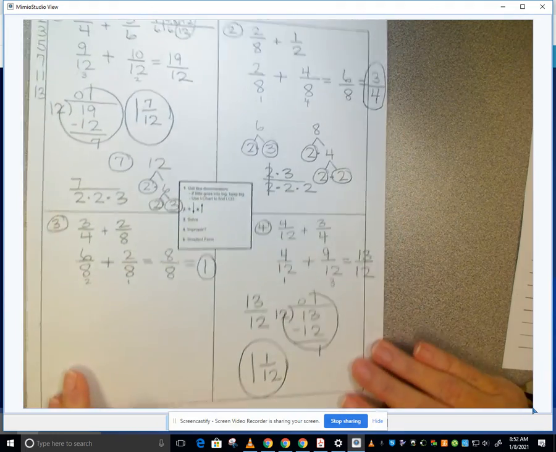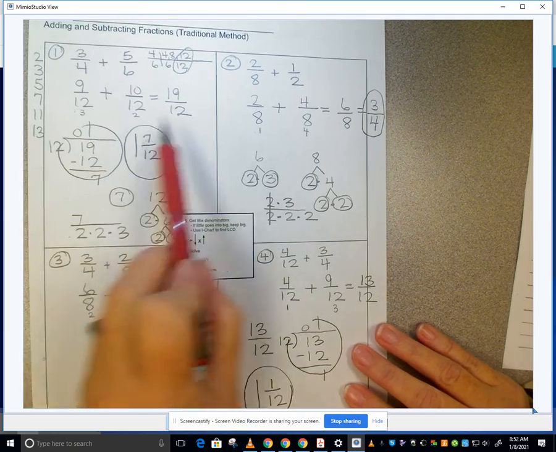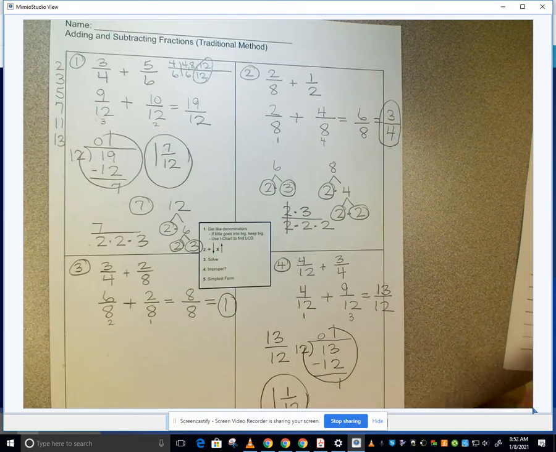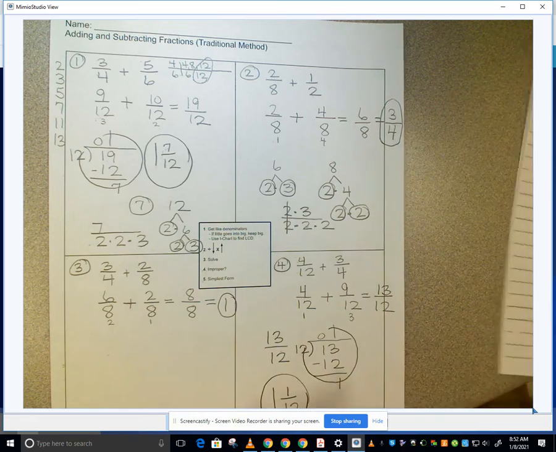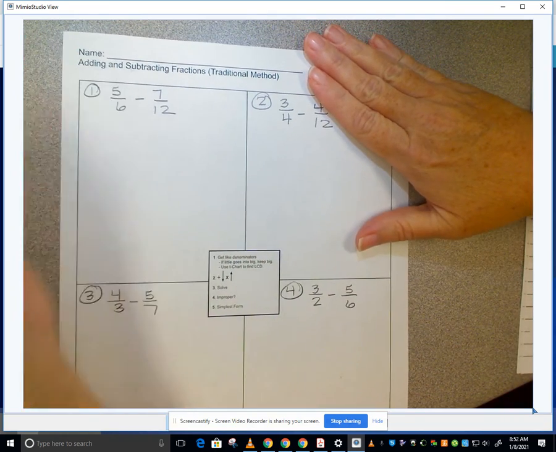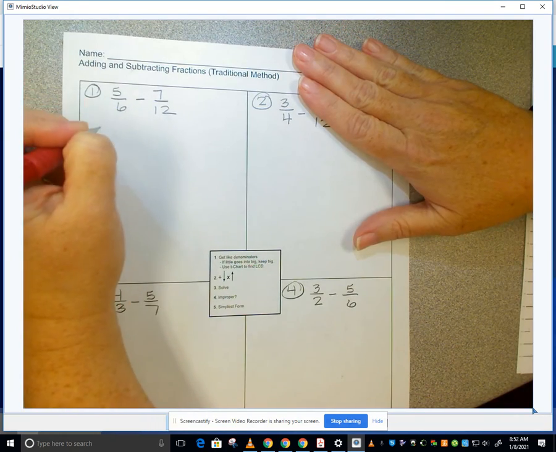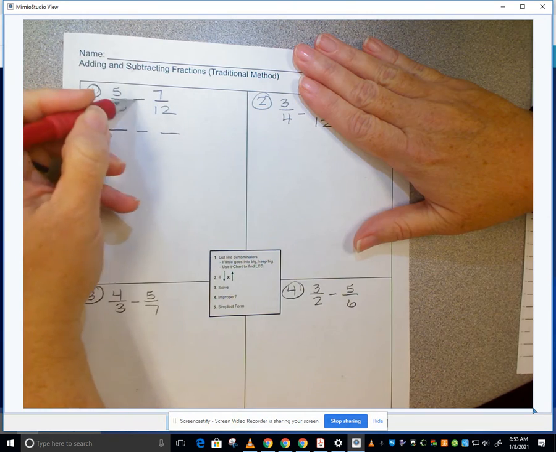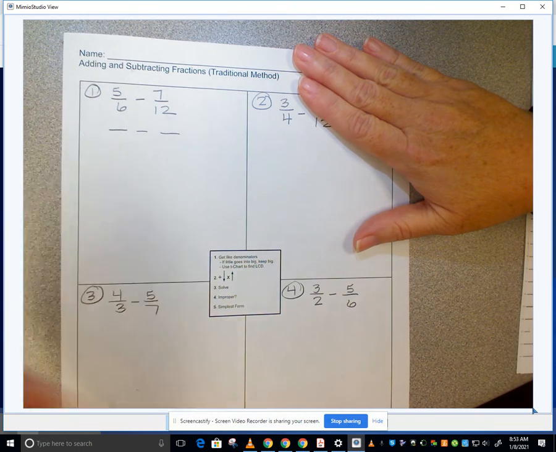Now, those are 4 problems that we did using addition. Now I'm going to turn over, and my next problems will involve subtraction. We'll follow the same steps. So just keep moving with me. If you need to pause, feel free to do so. We're getting like denominators. Don't forget, we're subtracting this time.